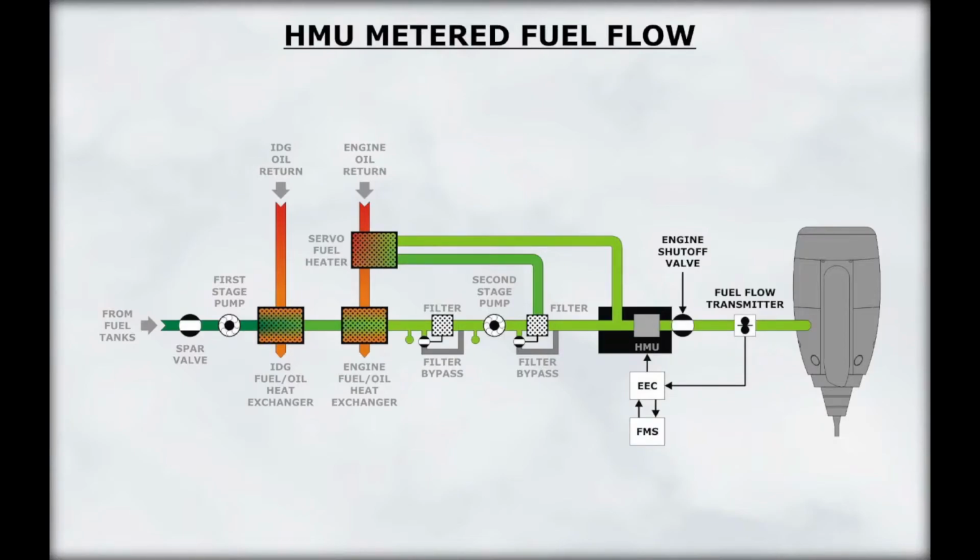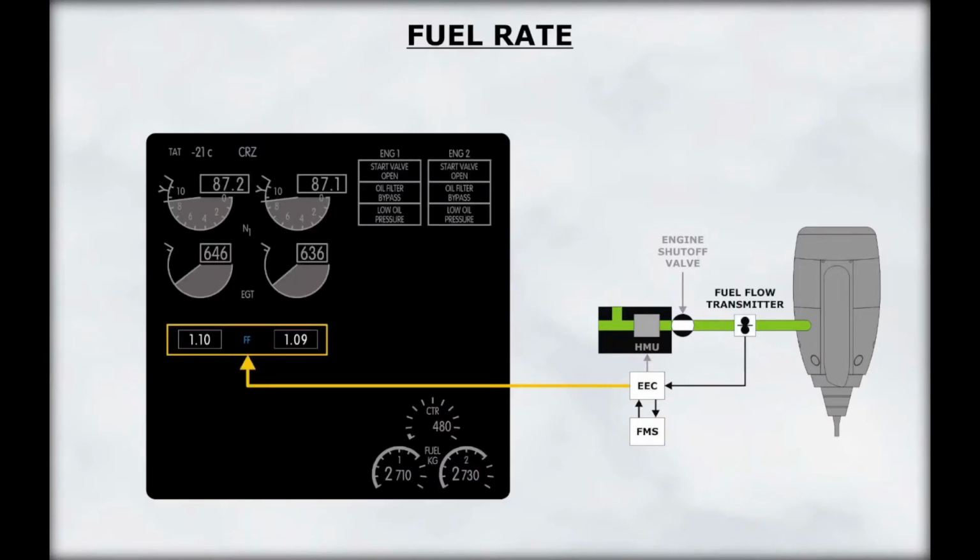The HMU meters the proper amount of fuel sent to the combustor. Fuel rate is measured after passing through the main engine fuel shutoff valve. The fuel flow rate can be read on the display unit and is also sent to the flight management system.